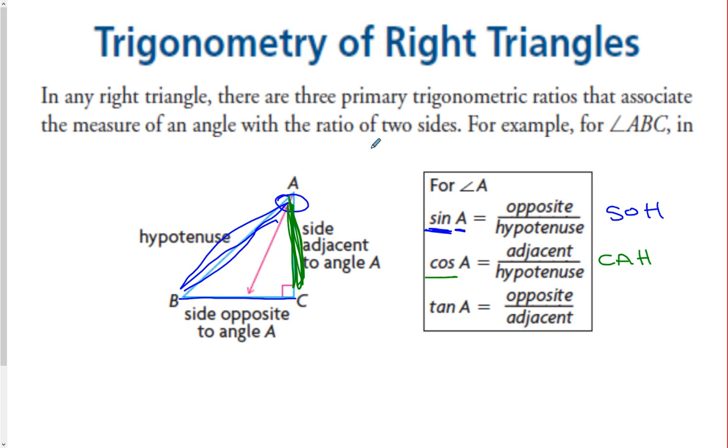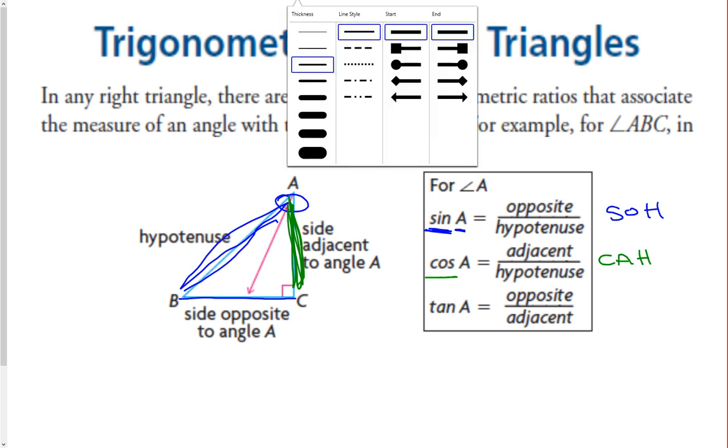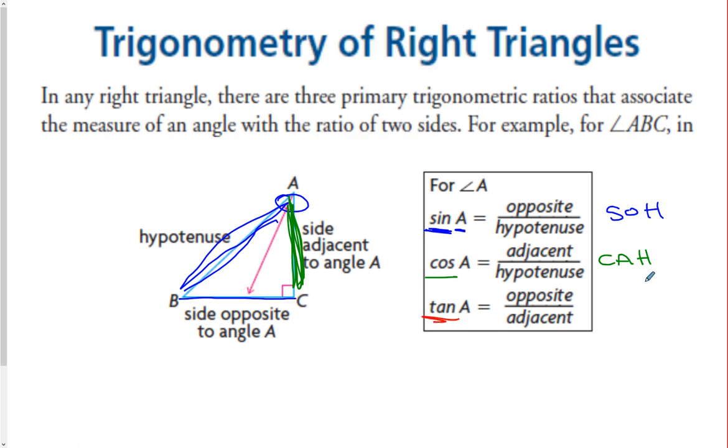Finally, our last one got named tangent, and tangent just means that you're going to take the opposite side and you're going to divide it by the adjacent side. So we end up with SOHCAHTOA. That's kind of our shortcut to remember trigonometry. You've probably seen that before in grade 10. SOHCAHTOA is our short form that reminds us, what do we do with sine, what do we do with cosine, what do we do with tangent.